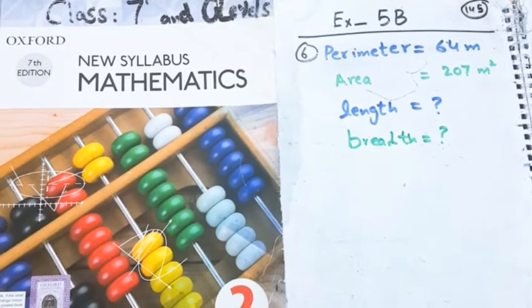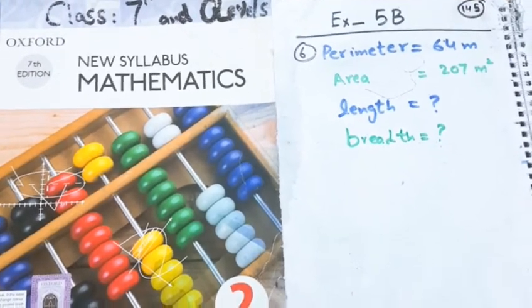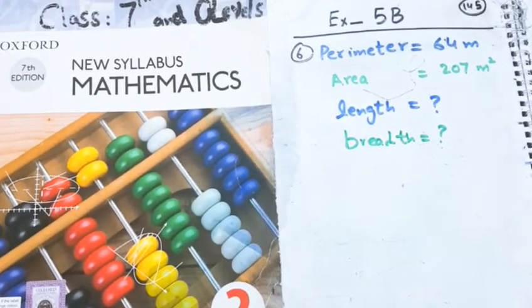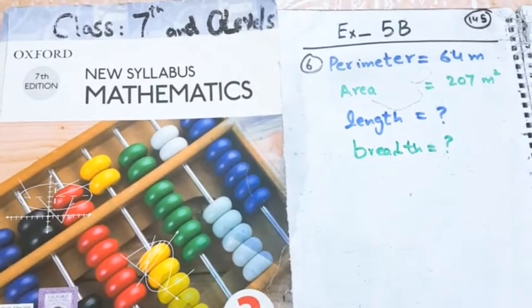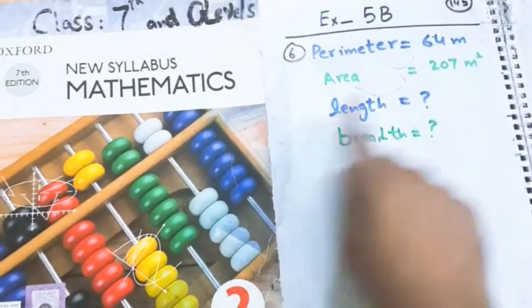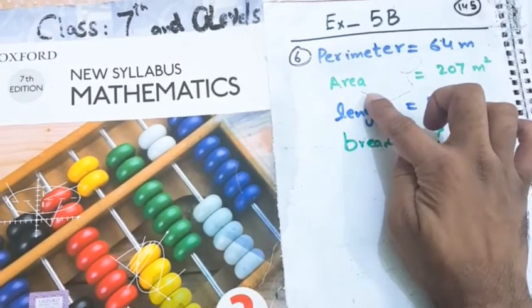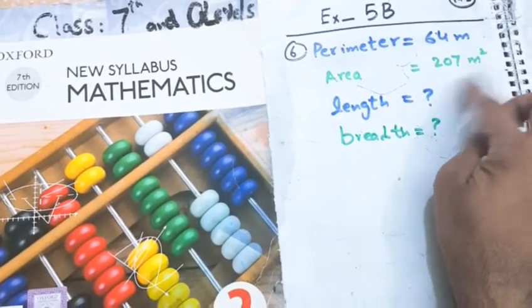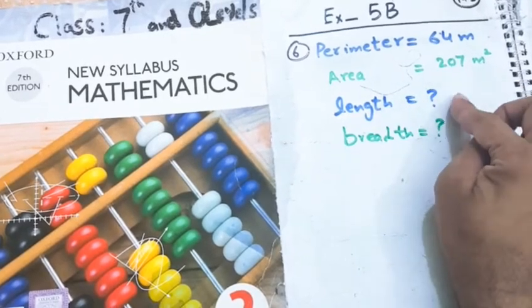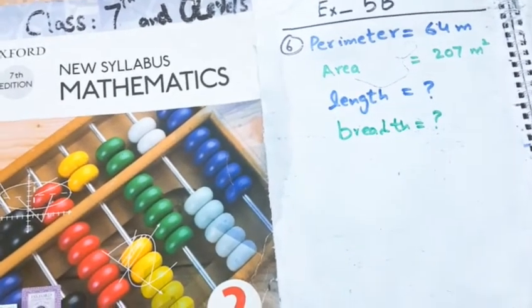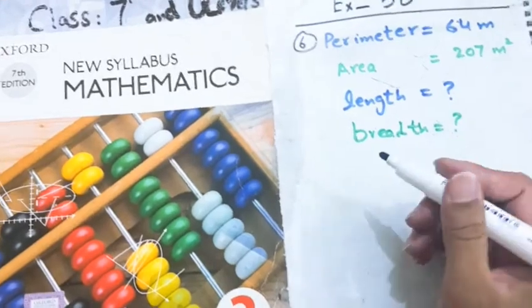This is exercise 5B of D2 mathematics, and the book page number is 145. If you want, you can open the book and read question number 6 from this page. The perimeter is given as 64 meters, the area is given as 207 meters square, and we need to find the length and breadth. So let's start the solution.